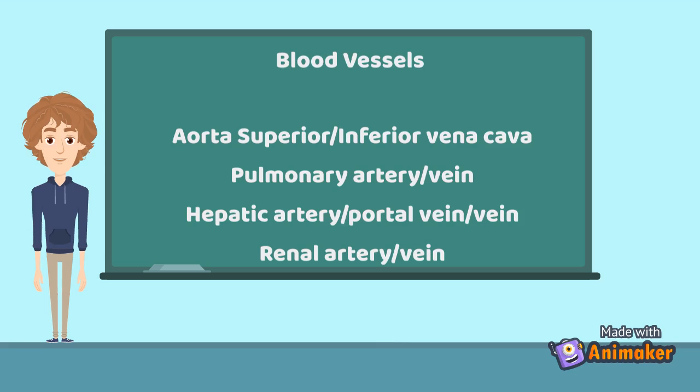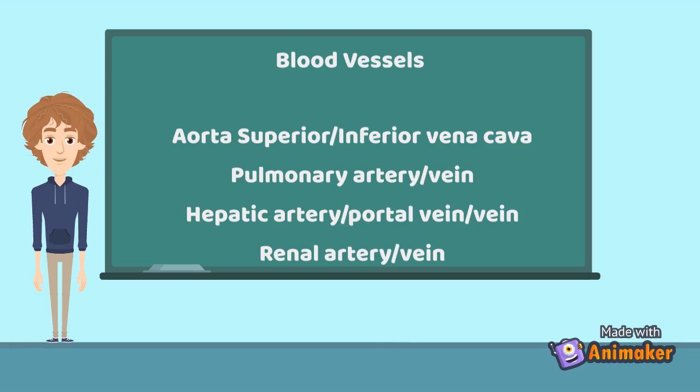Now let's become a bit more specific. The aorta carries blood from the heart to the other organs of the body. The superior vena cava brings blood from the upper part of the body to the heart, and the inferior vena cava brings blood from the lower part of the body. The pulmonary artery carries deoxygenated blood from the heart to the lungs, and oxygenated blood from the lungs travels to the heart via the pulmonary vein.